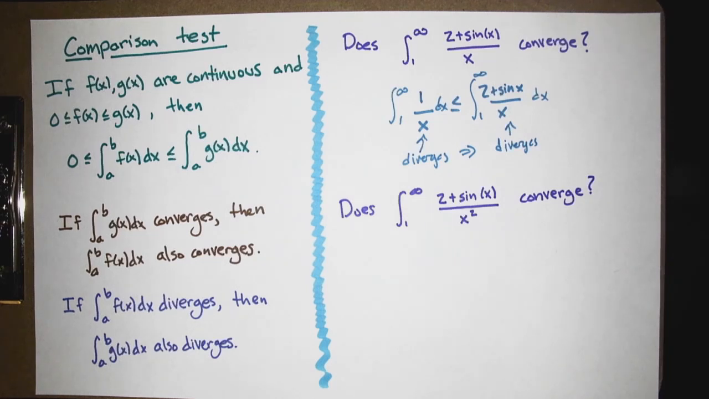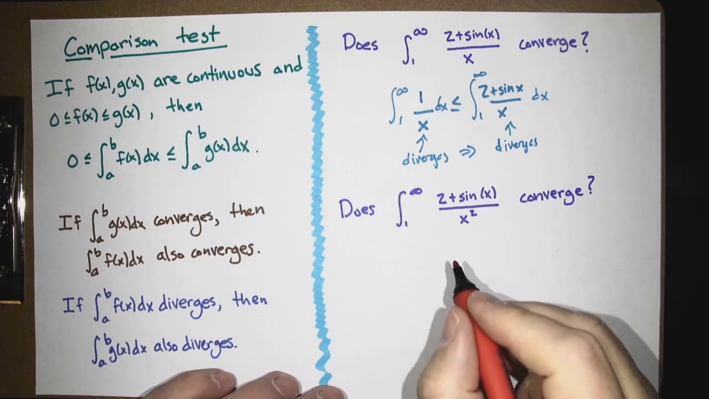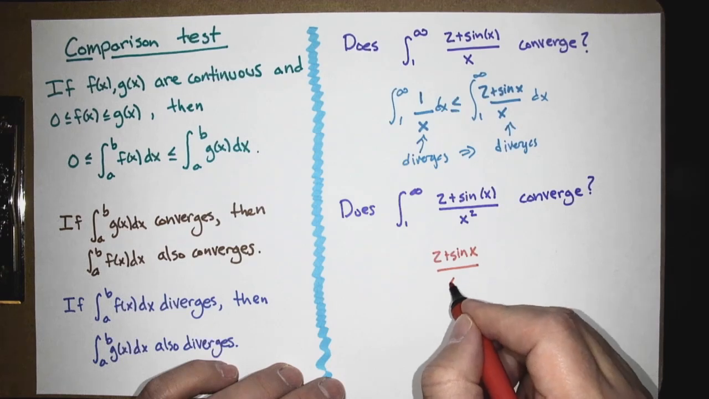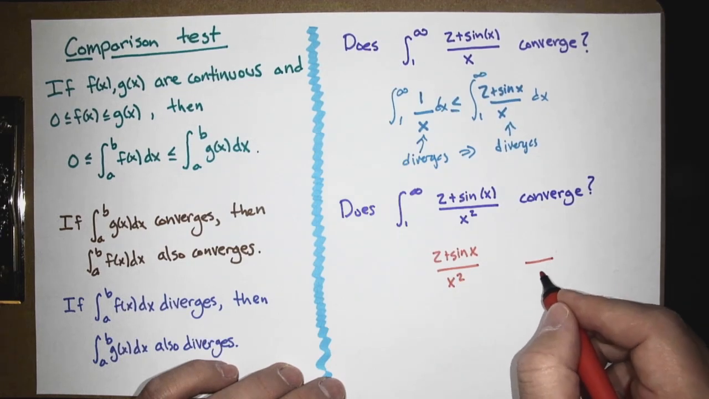This integral, does 2 plus sine x over x squared converge or diverge? So it looks like what's downstairs? x squared. Think about the integral of 1 over x squared. Does that converge or diverge? It converges, right? That goes back to the integral of 1 over x to the p. So now our goal is not to get something below that diverges. Our goal is to get something above that converges.